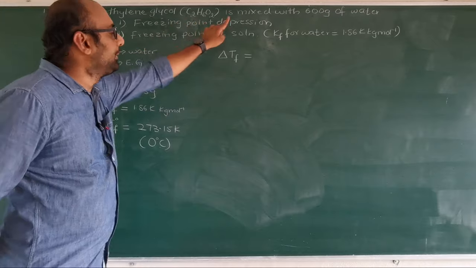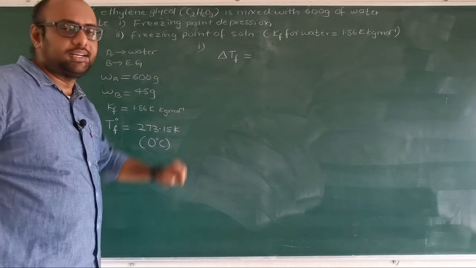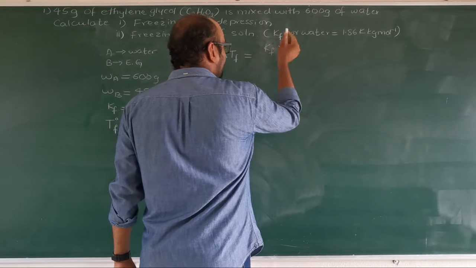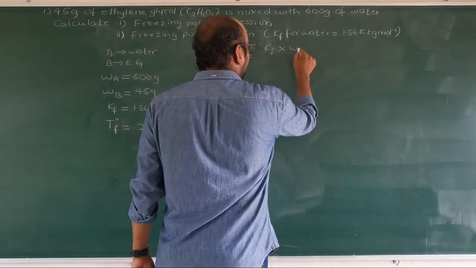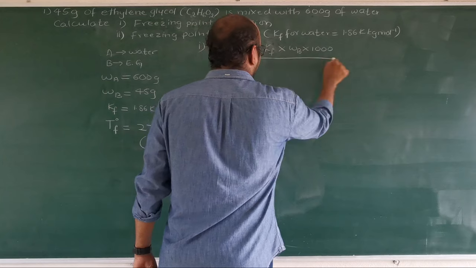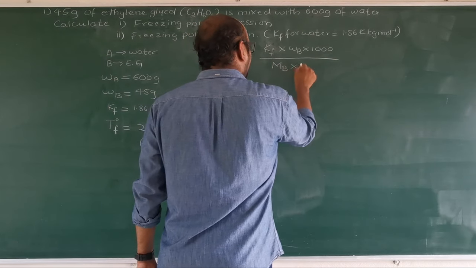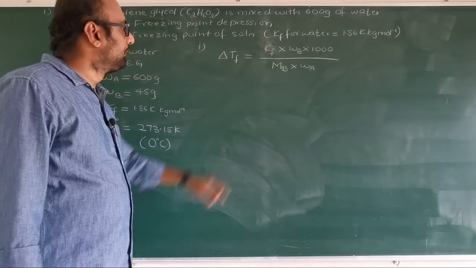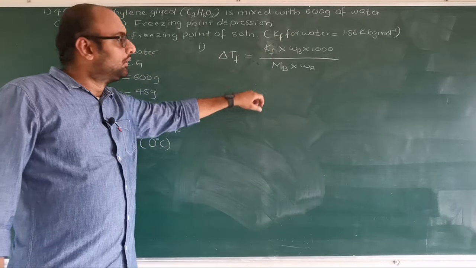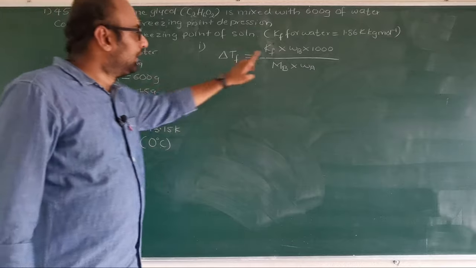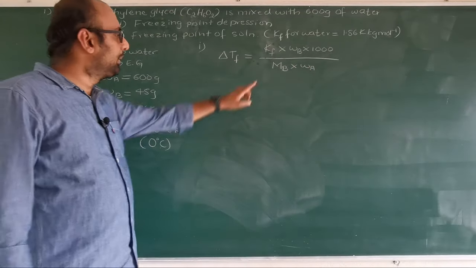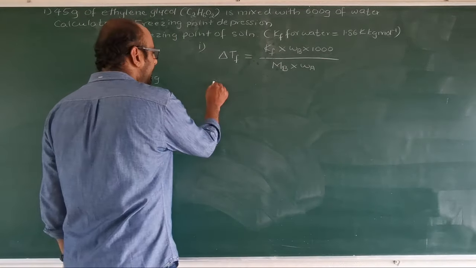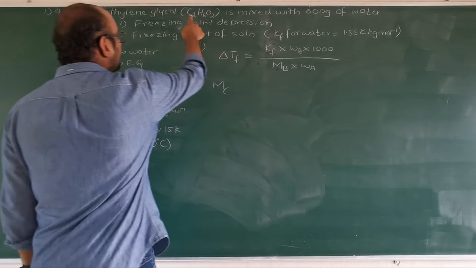Now you have to calculate first delta TF, the freezing point depression, or depression in freezing point. Previously, I derived an expression. It is given by KF into molality. What is molality? WB into 1000 divided by MB into WA. This is the formula for delta TF. Now, KF value is given, WB value is given, WA value is given. What is not given? MB is not given. MB means molar mass of the solute. So which is the solute here? Molar mass of solute.